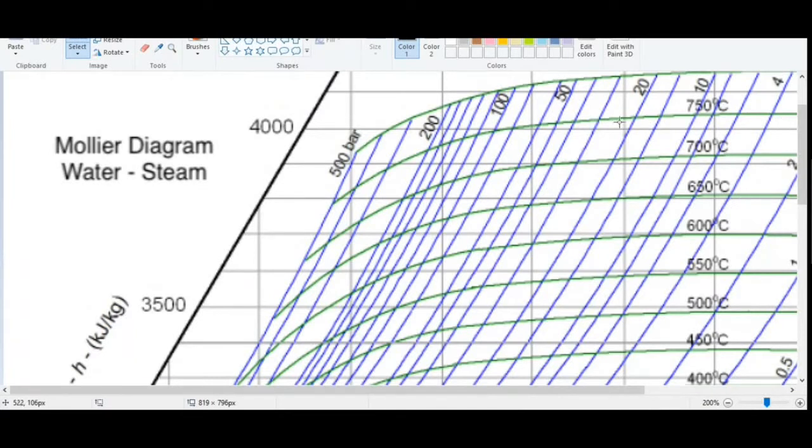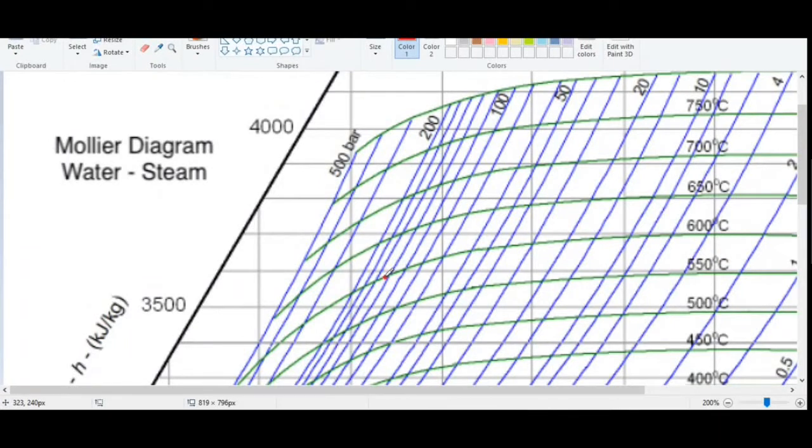So if we observe, these green lines indicate the temperature in degrees Celsius. So first we will select one particular point. So here is the 600 degrees Celsius temperature, and we have to select the middle line in between this 100 degrees Celsius and 200 degrees Celsius. So here is 1, 2, and here will be the third point.